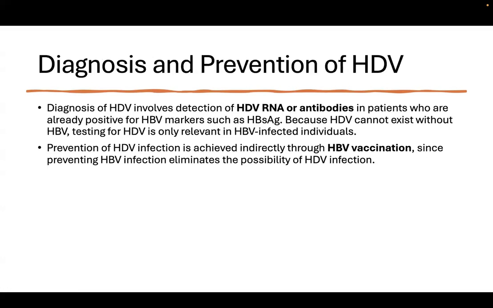The diagnosis is quite simple. You look at the detection of the RNA or antibodies. The first thing you do is look at the hepatitis B virus. Do we have hepatitis B virus, specifically the antigens? If yes, then you test for specific antibodies or RNA towards the hepatitis D virus. Remember, the surface antigen is something you see in both HBV and HDV. So if you find this, you need to look at specific antibodies or RNA for HDV.